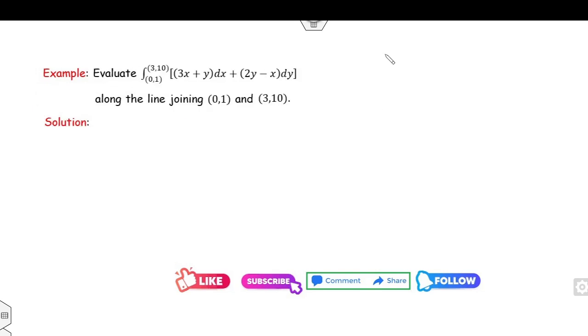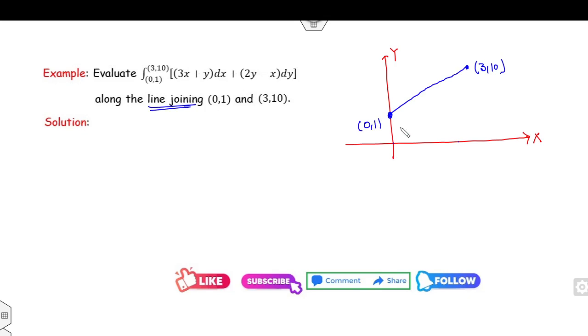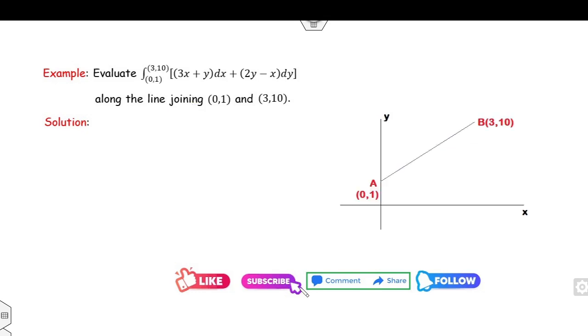Similarly, again, it's a simple one. You can draw the graph. This is x. This is y. 0 comma 1. X is 0, y is equal to 1. X is equal to 3, y is equal to 10. Fine. And it's a line joining. So you can join the line here. Fine. So this is my A. This is my B. Can you write the equation of this AB?